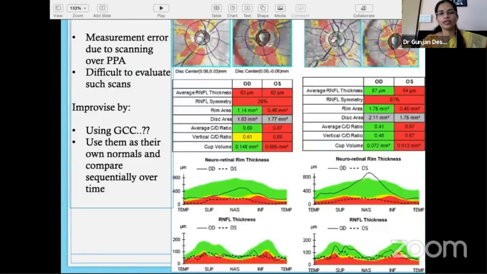Yeah, we can see over here. The peripapillary atrophy is a very important point to be considered. They can lead to measurement errors.